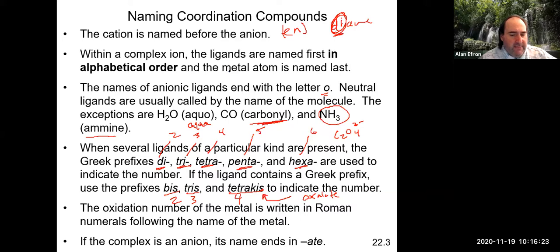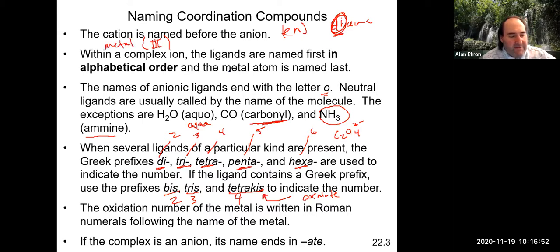Now, the oxidation number of the metal is always written in Roman numerals, so we really do name coordination compounds almost like type 2 ionic compounds. And with type 2, you use those Roman numerals to indicate the charge, right? So whatever it may be, 3. And that comes after the metal name.